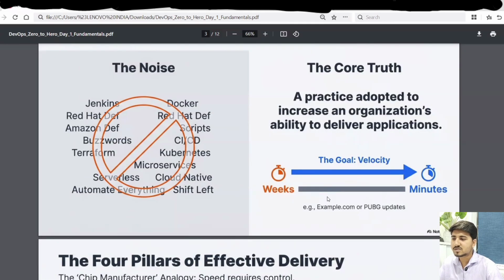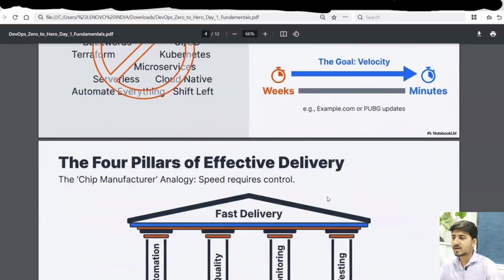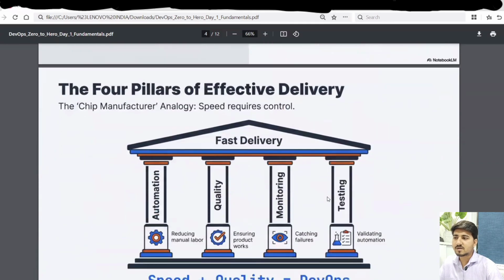Everything works significantly better, and because of that, we have the four pillars of effective delivery which we discussed right now. The first one is that automation has to be there. What is the use of automation? Automation reduces manual labor. Why should manual labor be reduced?